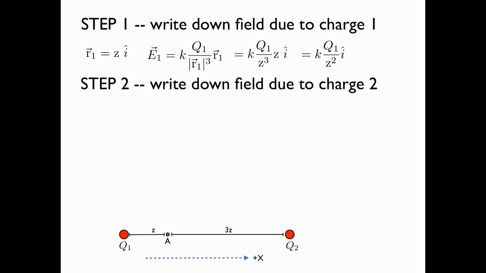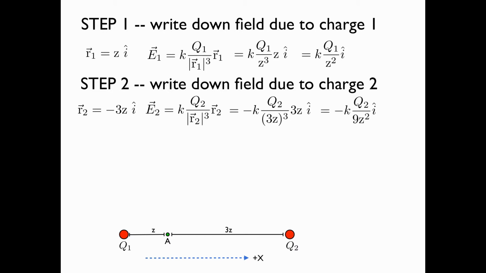Now step 2 will be to write down the field due to charge 2. We follow the same procedure, except in this case the vector that points from charge 2 to point A is in the negative x direction, and the distance is 3z, so it's negative 3z i hat at point A. The same formula for E2. Here we've plugged in our values, and we obtain a result of minus k times q2 over 9z squared i hat.